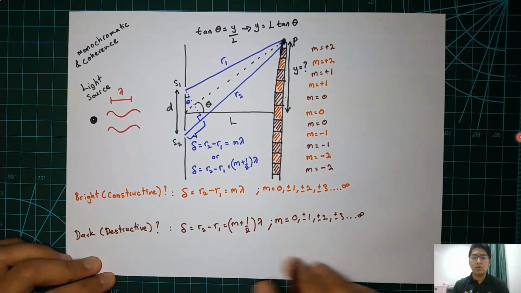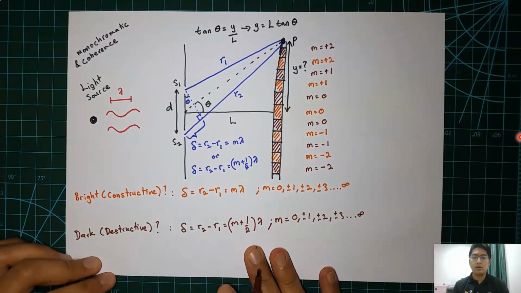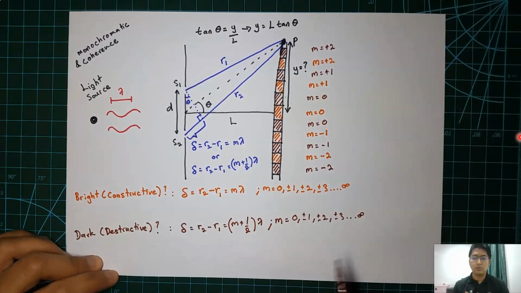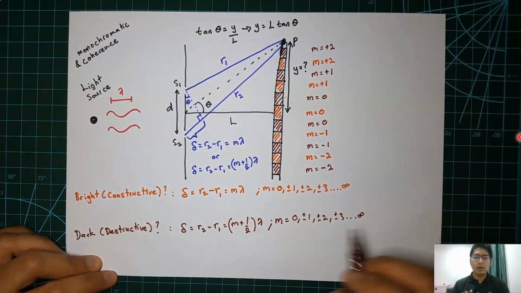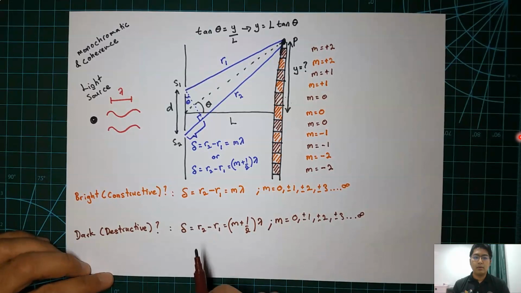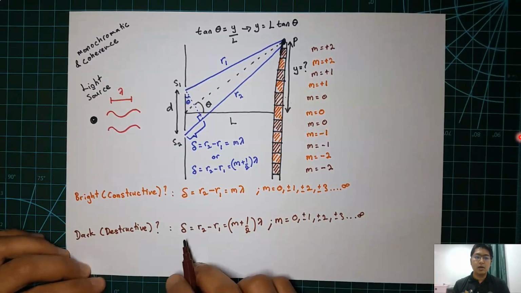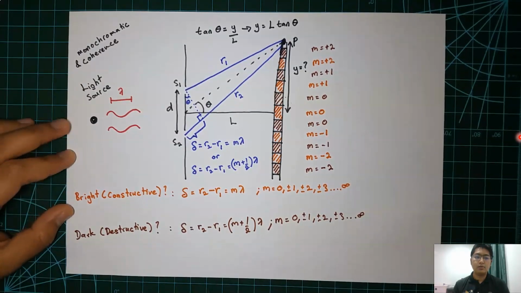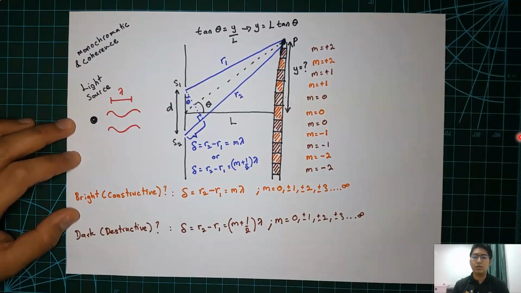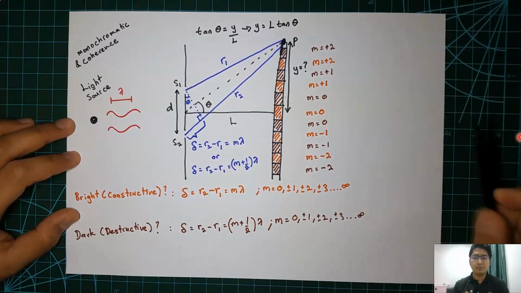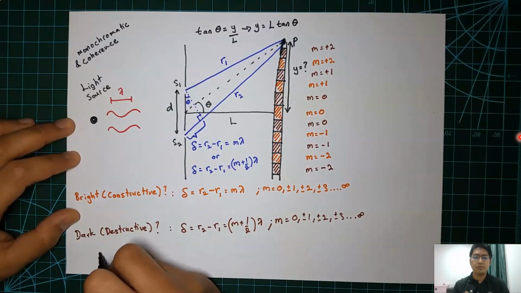So a different set of equations has a different set of conditions. If you want to use the equation of the bright fringe, you use it with the set of conditions for the bright fringe. If you want to use the equation of the dark fringe, you need to use it together with the conditions for the dark fringe.